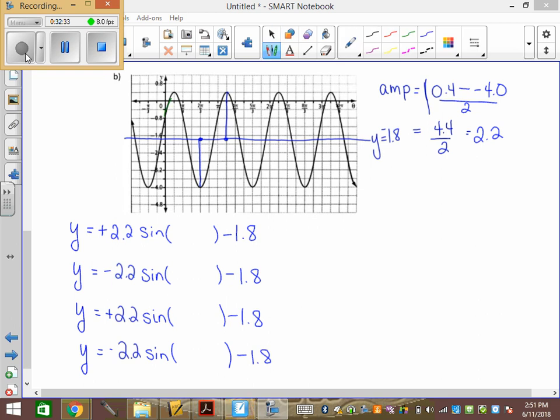The period of this graph. I really like sine. It's my favorite. I really don't know. I just really wanted to write sine a whole bunch of times. Okay. The period is pi. So b equals 2 pi divided by pi, which is 2.